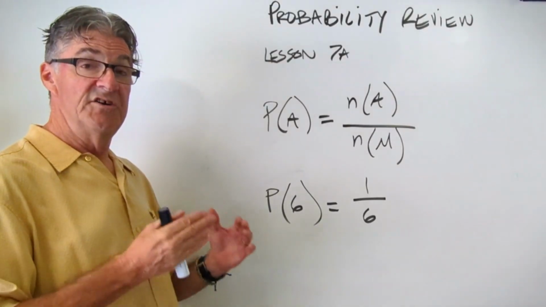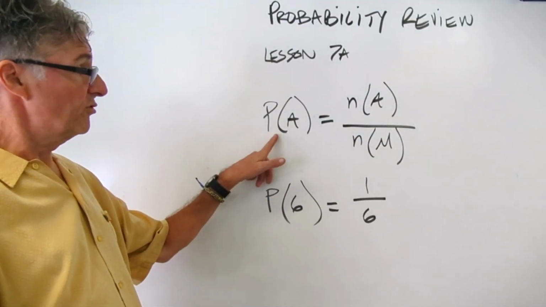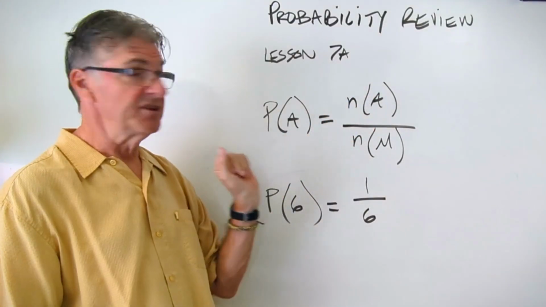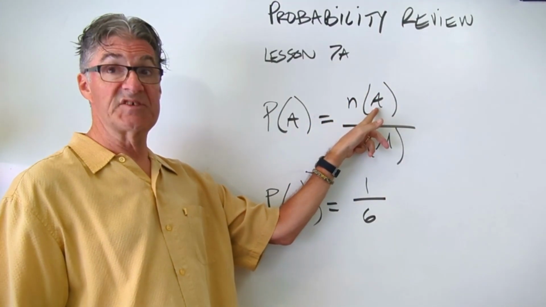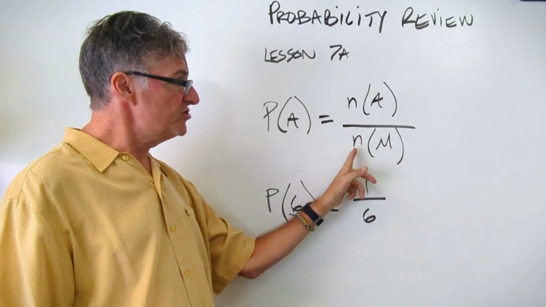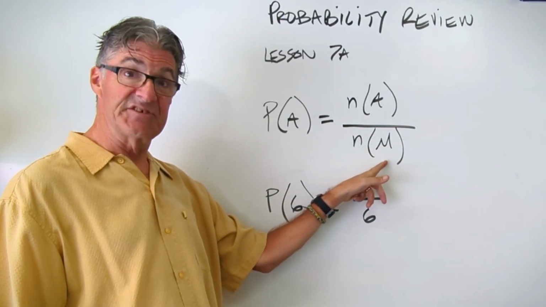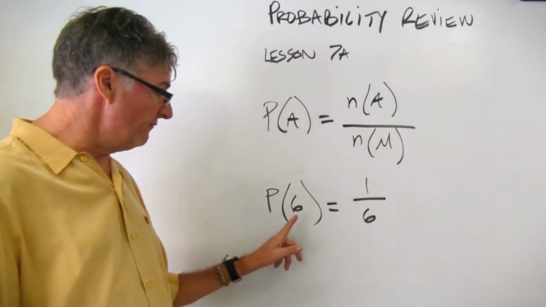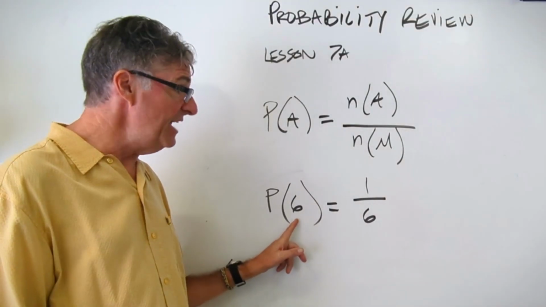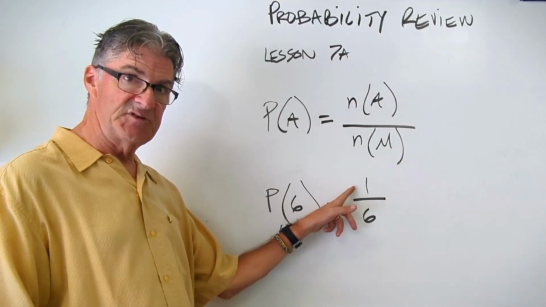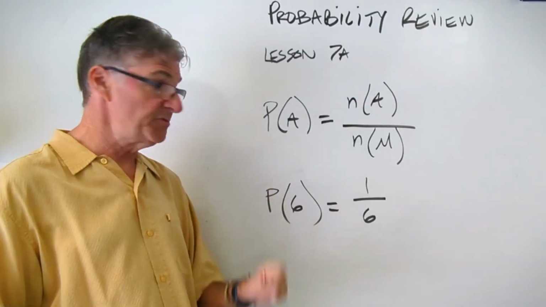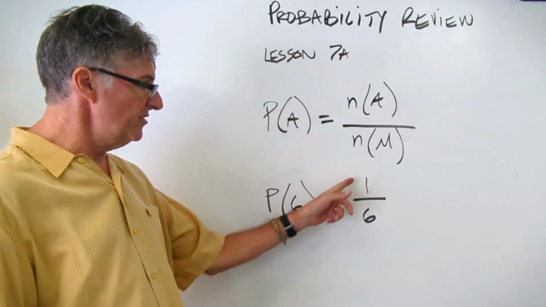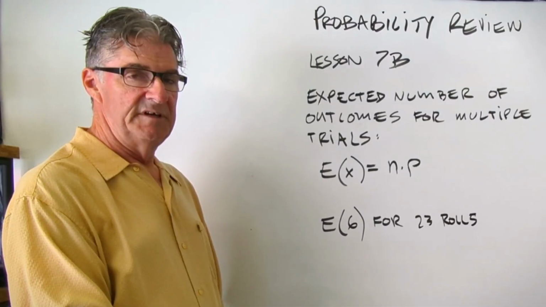Okay, some quick notation. The probability of A, P of event A, is this fraction: the number of outcomes that correspond to A and the total number of outcomes in the sample space. So for example, if we're calculating the probability of rolling a 6 on a die, the number of 6s in the sample space is just 1. There's only one face with a 6, and there's a total of 6 outcomes. So the probability is 1/6.